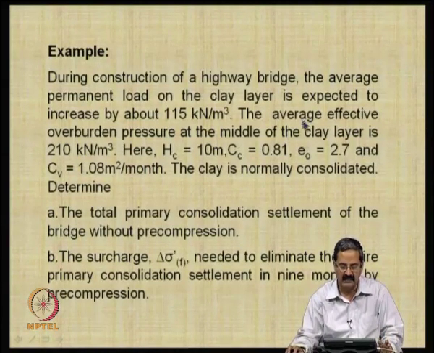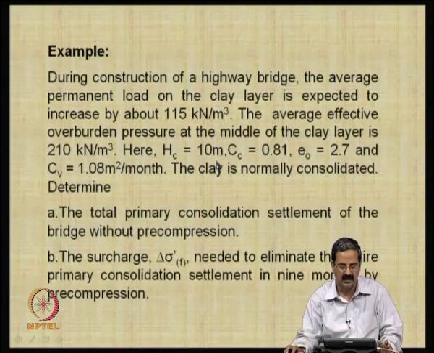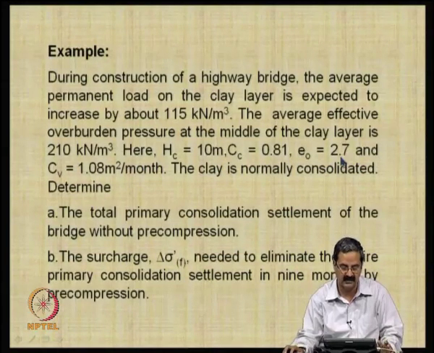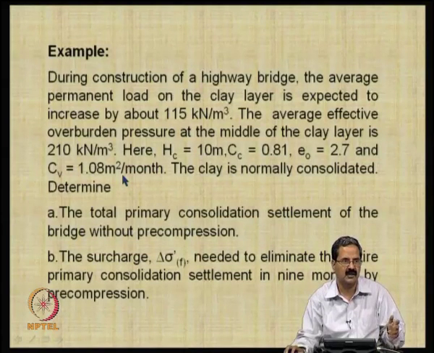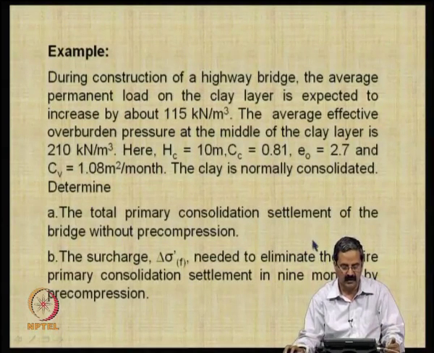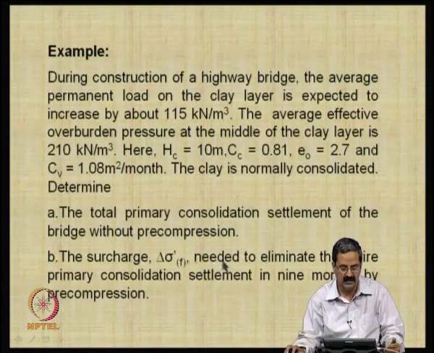So, the average effective overburden pressure at the middle of the clay layer is 210 kilonewton per meter cube, the thickness of the clay layer is 10 meters, the compression index is 0.81, the initial void ratio is 2.87, and the coefficient of vertical consolidation, CV, is 1.08 meter square per month. We are discussing in terms of months because you have to convert what you get in the laboratory, normally in seconds or minutes, into months, because we are more comfortable with construction times. So, we will calculate the total primary consolidation settlement without pre-compression, and how much surcharge you need to apply.